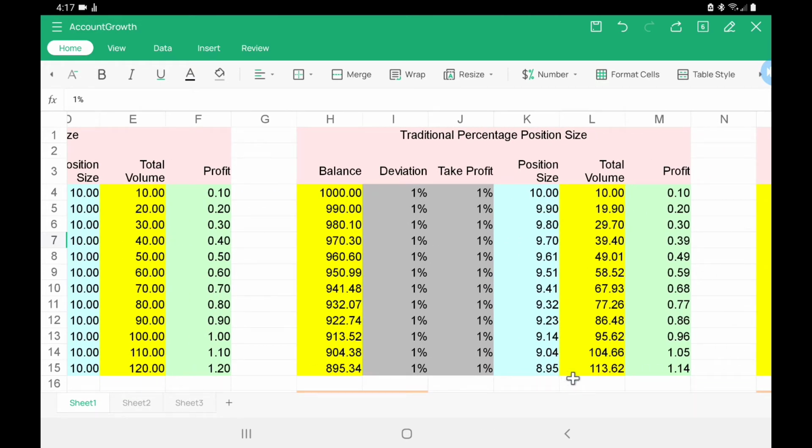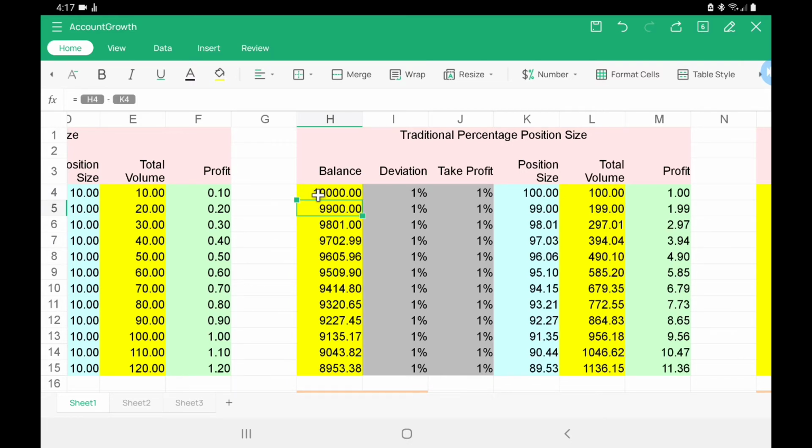You can see here $1.14 versus $1.20. It may not seem like much at these numbers, but if you're dealing with an account of, say, $10,000, there is a huge discrepancy.